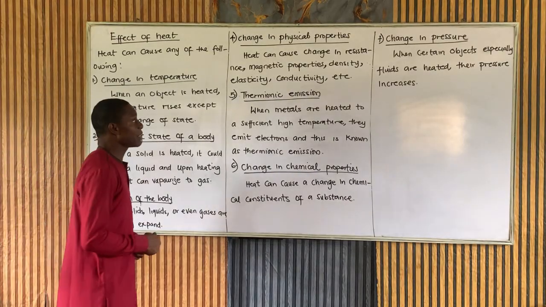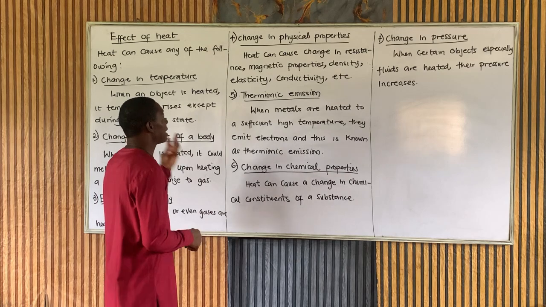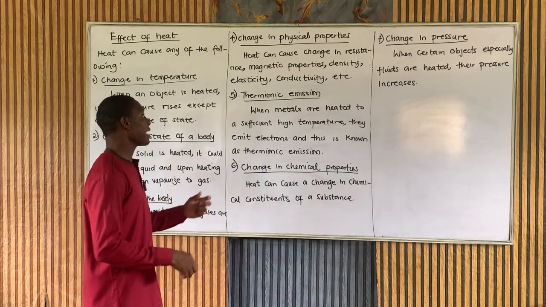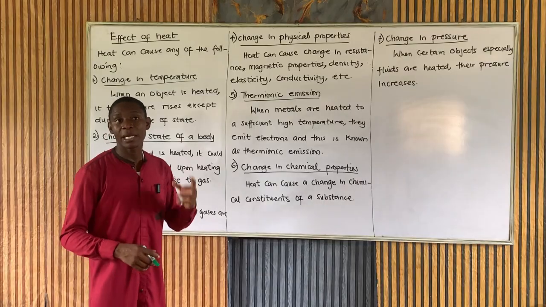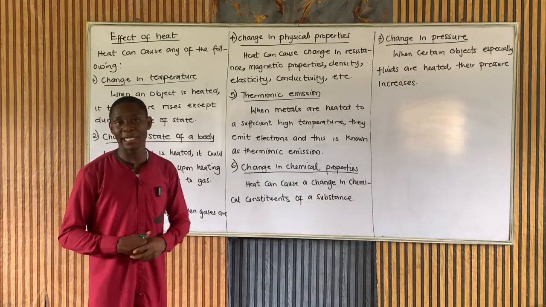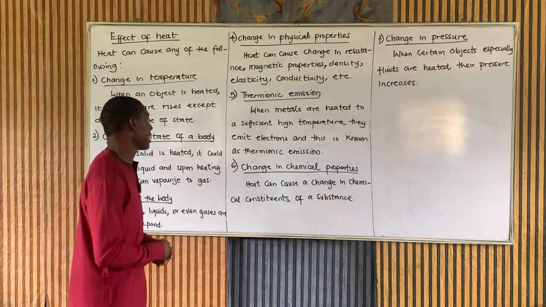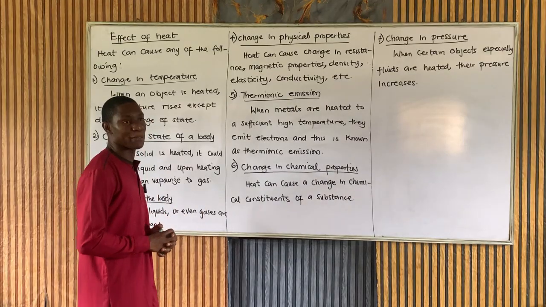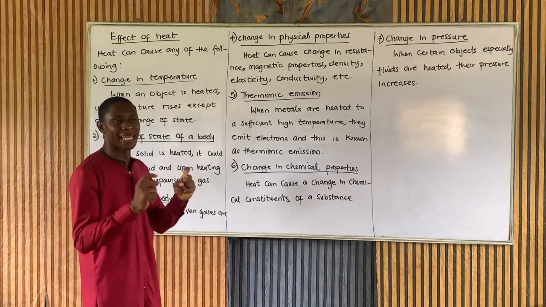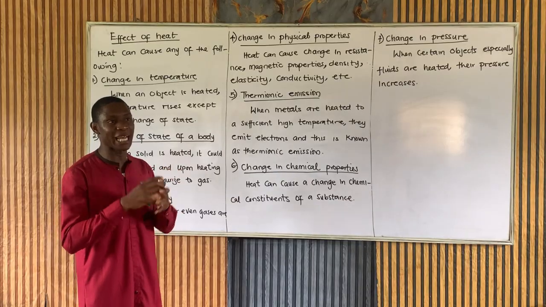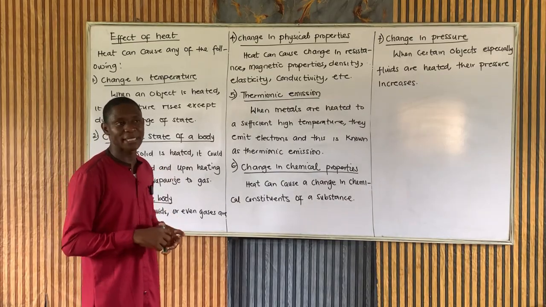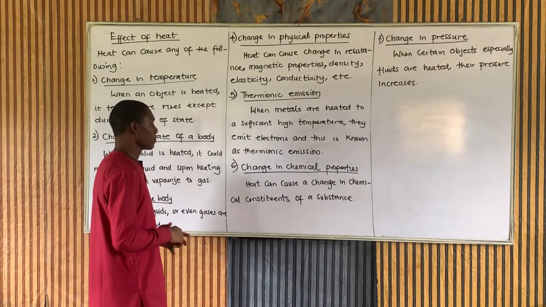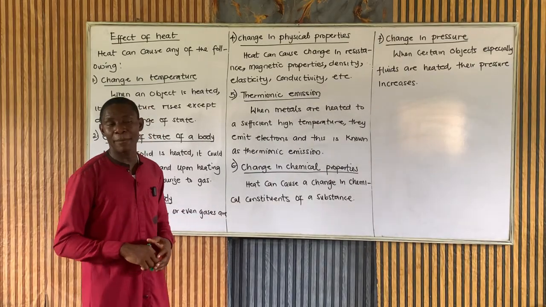Again, is change in physical properties. The magnetic property of a substance, its resistance, density, elasticity, conductivity, etc., can change as a result of the object being heated. Another effect of heat is thermionic emission. When metals are heated to a sufficiently high temperature, they tend to emit electrons, and that process is known as thermionic emission.